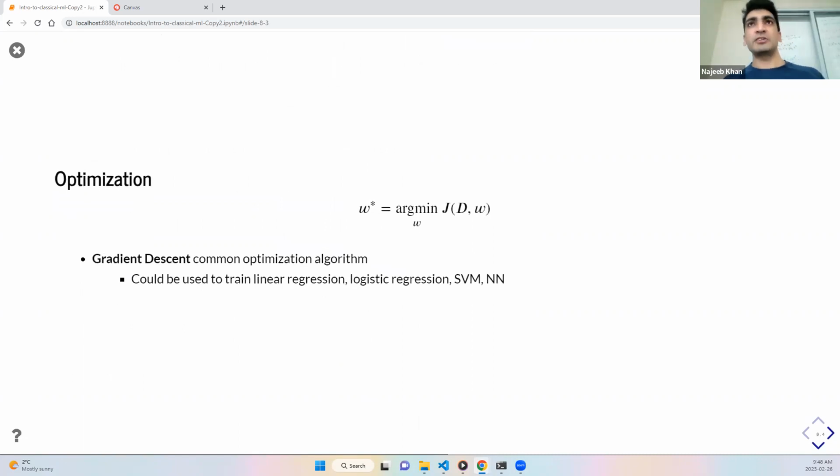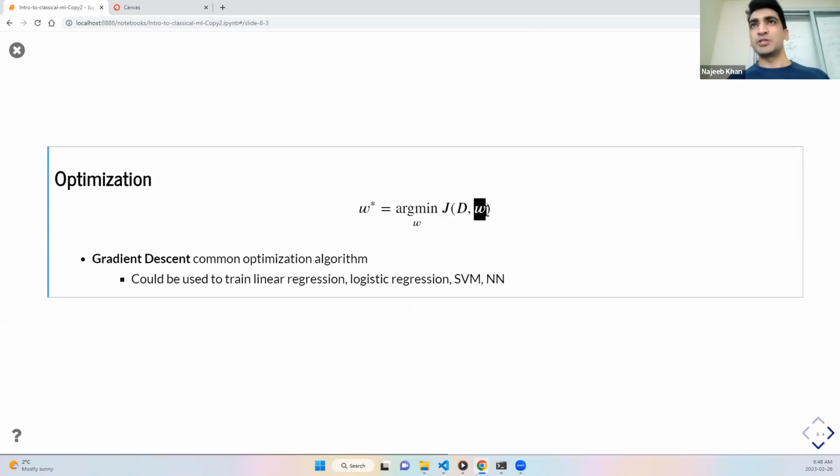Okay, so coming back to the problem of the learning algorithm, where we have the cost function, the data, and the parameters of the model, and we want to find the best parameters. How do we do that? We use some sort of optimization algorithm, and gradient descent is a common optimization algorithm, which could be used to train or basically do learning for a whole bunch of classes of models, including linear regression, logistic regression, SVM, neural network, and whatnot.